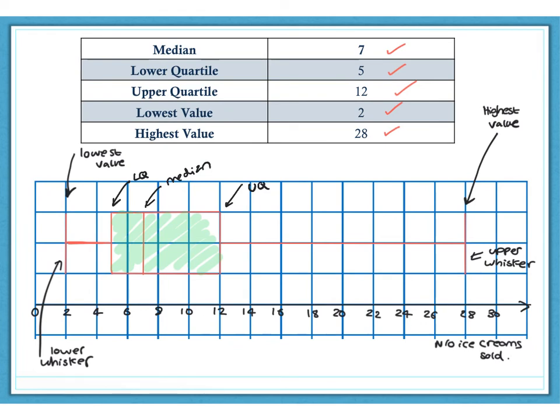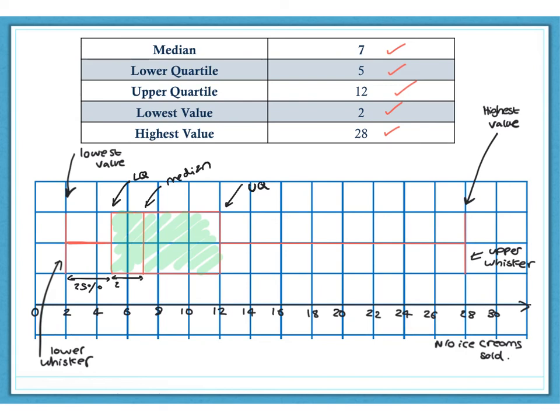Now, why might we draw one of these graphs? Well, they give us a very good visual of the data. We can see that the number of ice creams sold varies between 2 and 28, but actually that 28 seems to be a value quite out on its own really, because most of the data, and remember 25% of the data exists between the lowest value and the lower quartile.